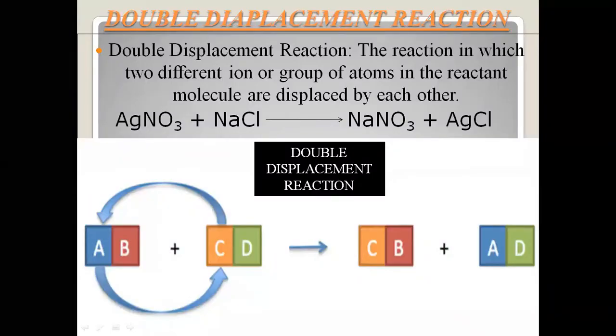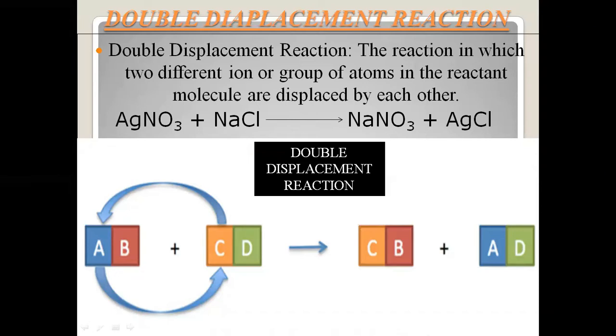Double displacement reaction. The reaction in which the anions and cations of two different molecules interchange their positions to form two entirely different compounds is called a double displacement reaction. For example, silver nitrate reacts with sodium chloride to form sodium nitrate and silver chloride. Here it's quite visible that the anion and cation are interchanging their positions.